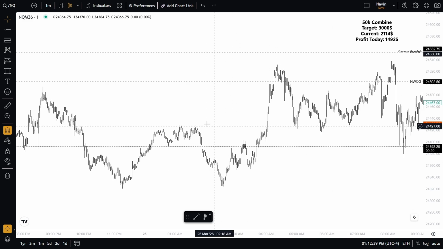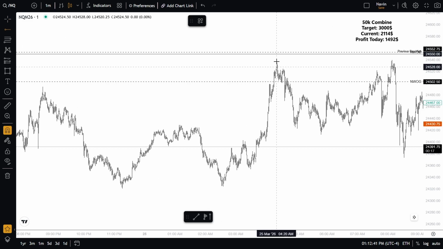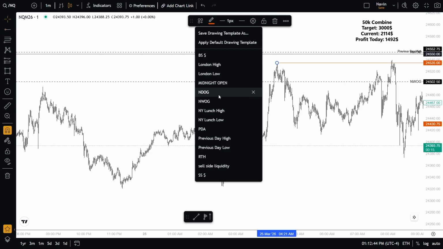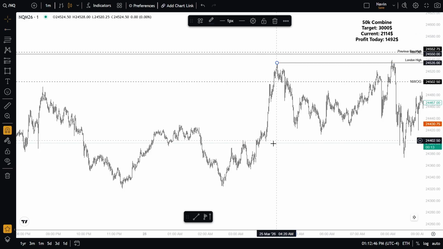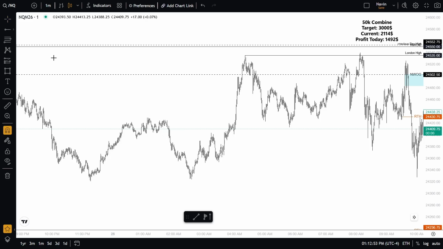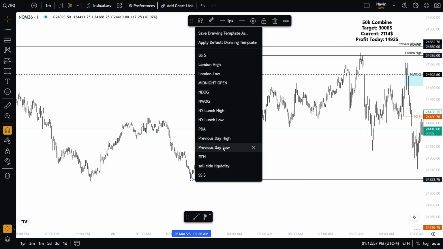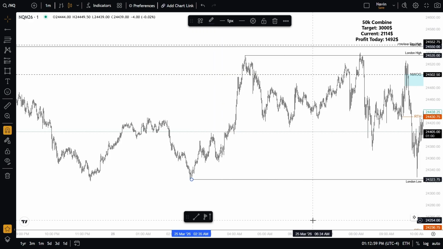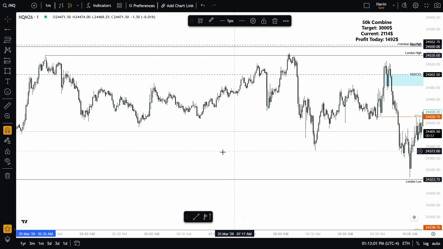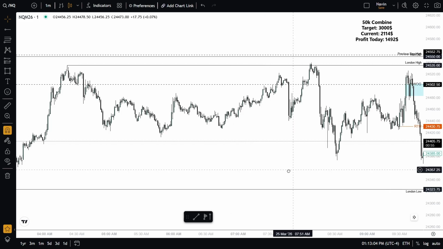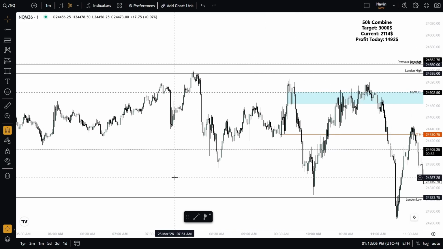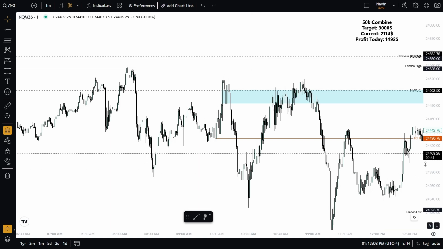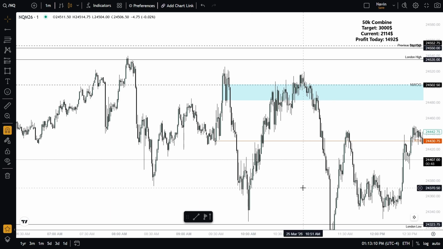Between these, a particular high will be formed where the primary price action took place before this 9:30 opening, which was the London session. So I'm just marking the London session's high and the London session's low. In these highs and lows, there will be a huge volume of liquidity residing. So this is the trade which I take part in.